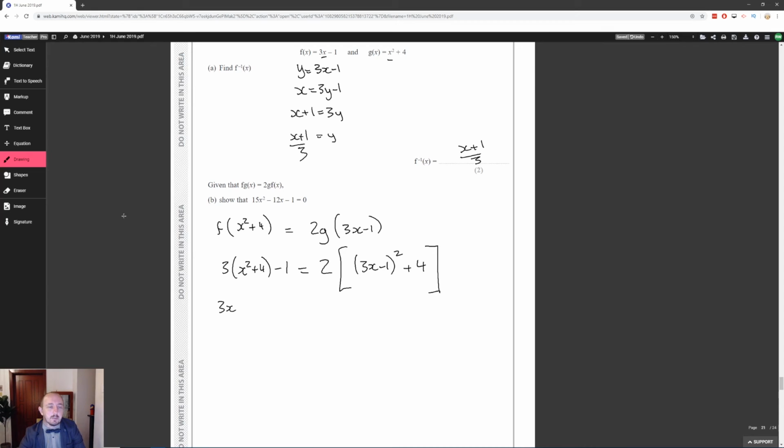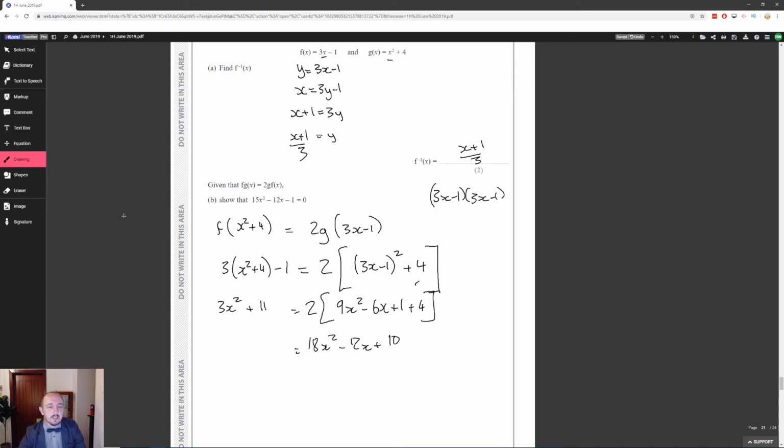So we clean this up a bit. 3x squared plus 12 minus 1 is plus 11, is equal to 2 lots of, let's double bracket this thing, 3x minus 1 squared, and we get 9x squared minus 6x plus 1 plus the 4 that was already there, and we get 18x squared minus 12x plus 10.